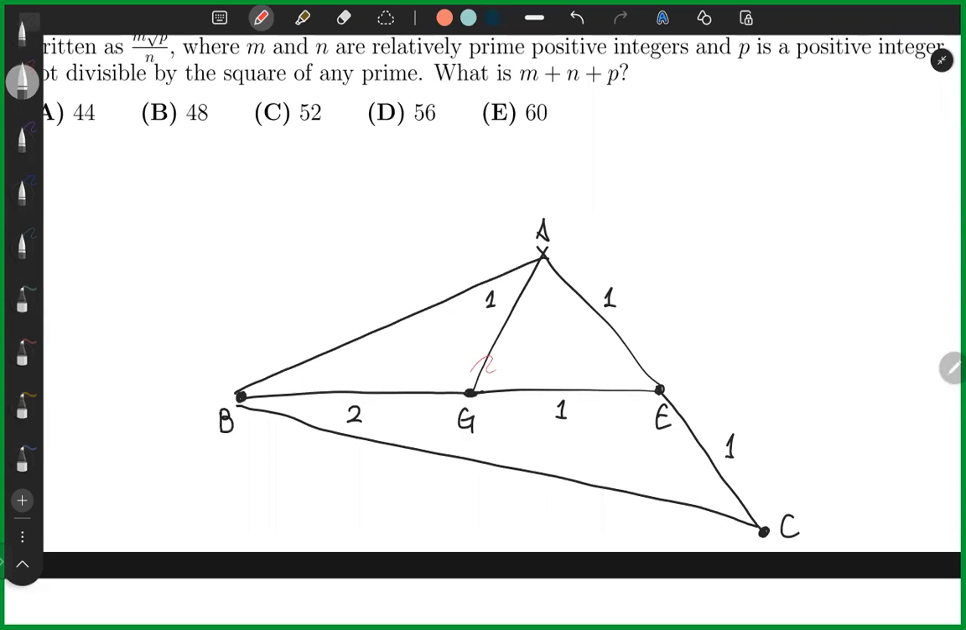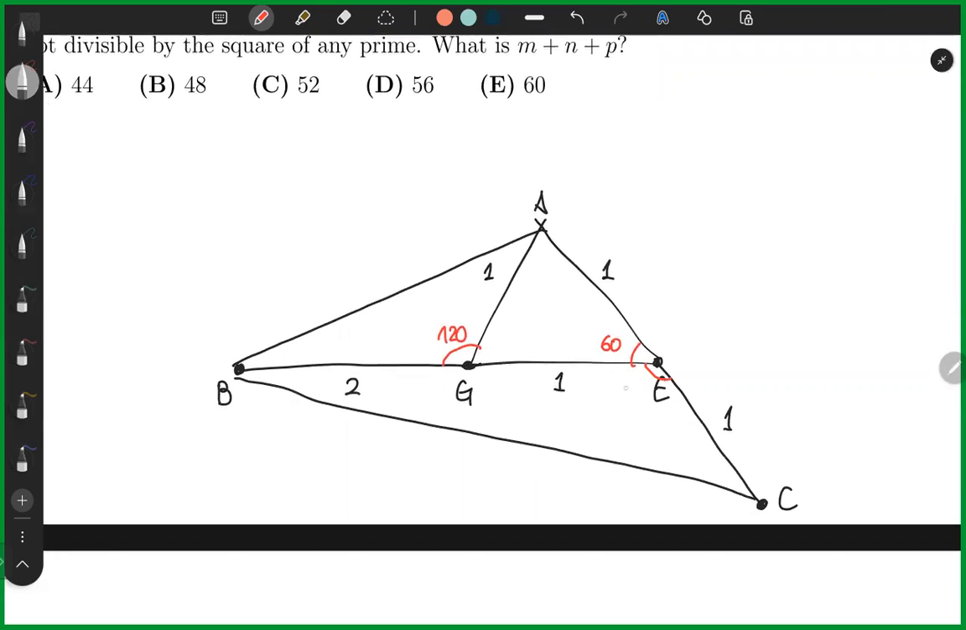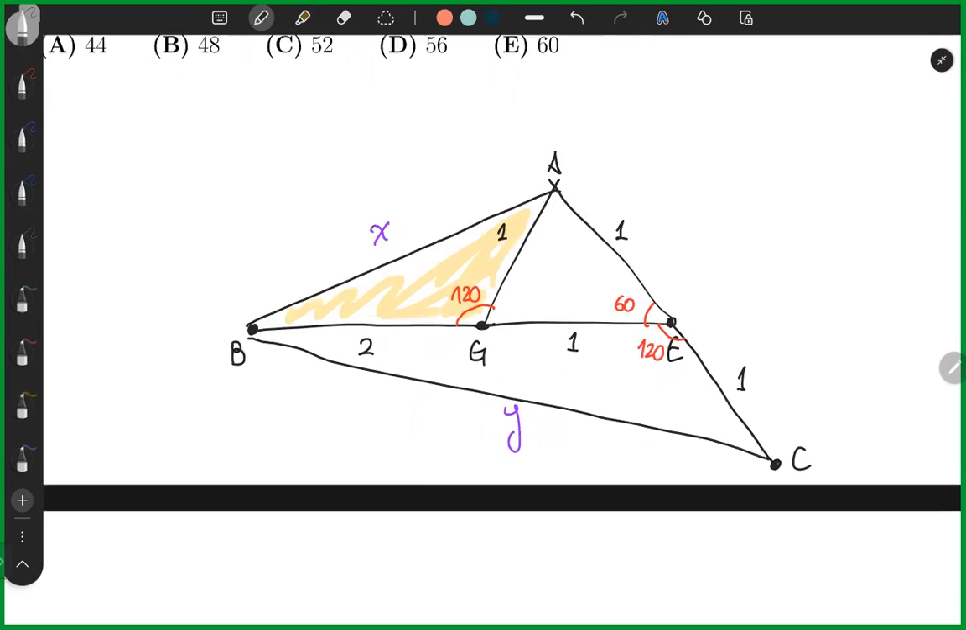Right. So let me just write down some angles. This is 60 degrees, and this is 120, and this is 120. And let me call this side X and this side Y. So I can use the law of cosines in the yellow triangle here, ABG, to find X. So let's do it here.